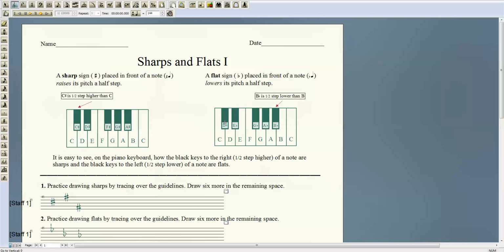Now, you may have already noticed from earlier in the video that there's a couple of keys where there isn't a black key in between. What would those letters be if you're looking at the screen right now? What are two of those letters that don't have a black key in between?